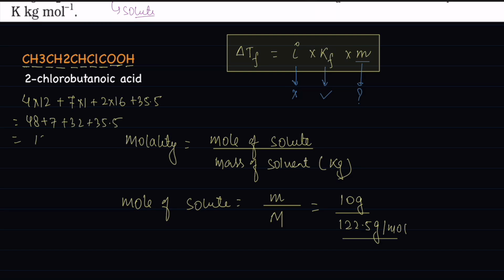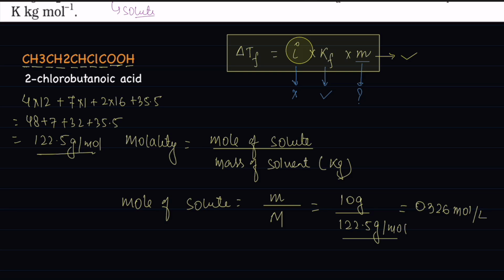It's equal to 122.5 gram per mole. It's equal to 0.326 mole per liter. So now we know the value of molality. Now we have to find the value of i. This is Van 't Hoff factor. So how we will find the Van 't Hoff factor?